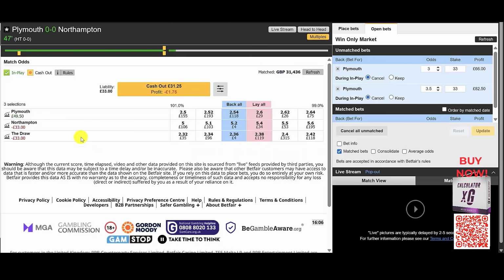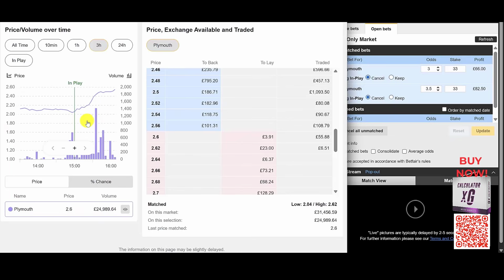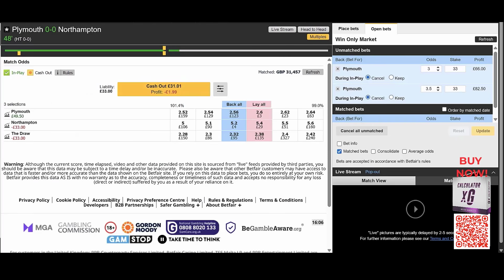Now, let's look at the markets. And you can see this price on Plymouth is pretty nice, right? So, 2.5. And let's just get an idea of the market movement during this first half. So they started just above evens, so they've drifted out, but not by too much. So anyway, looks like a nice little opportunity here.